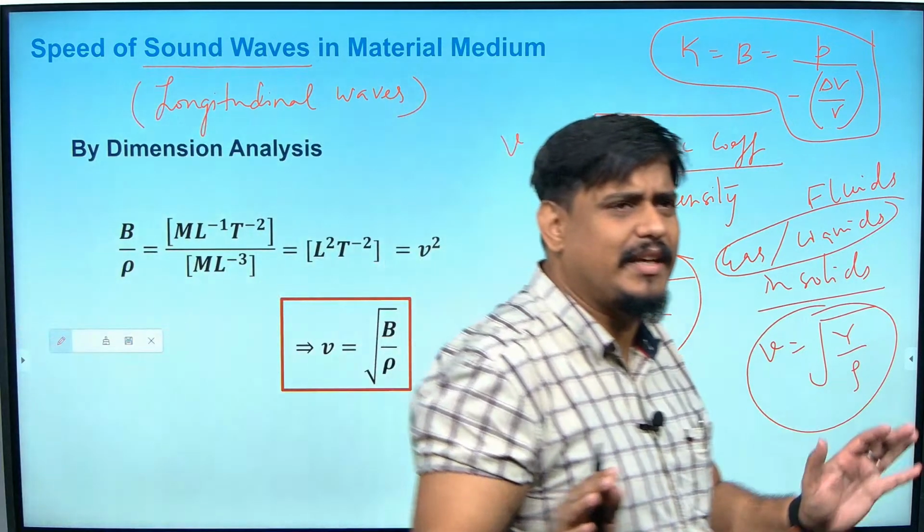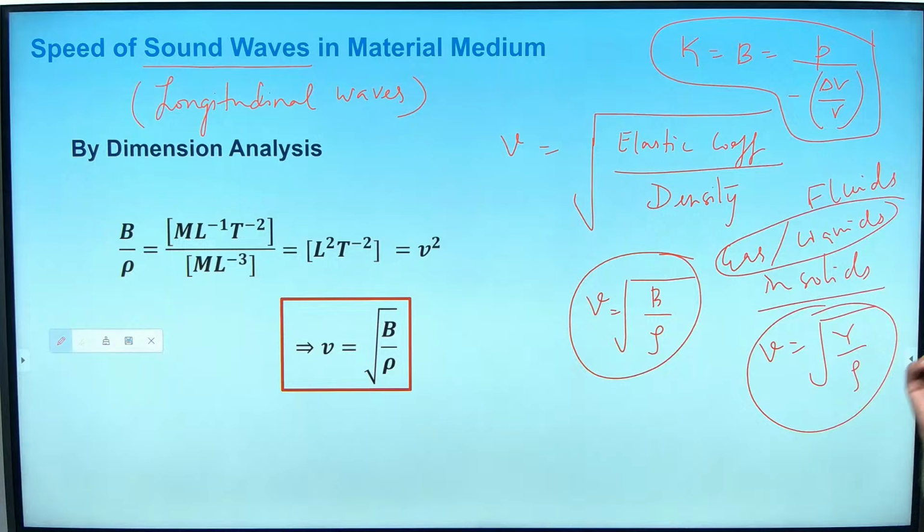Everybody is clear in this? Any problem? We have just taken the help of dimensions, nothing much. The problematic part is going to come after this only.